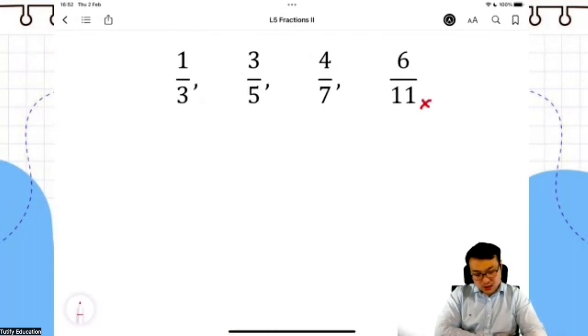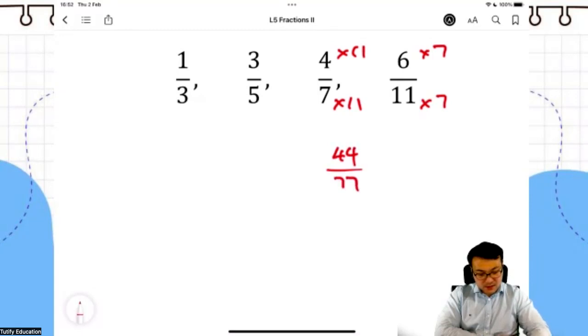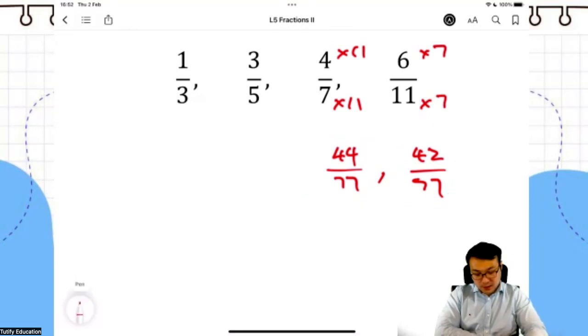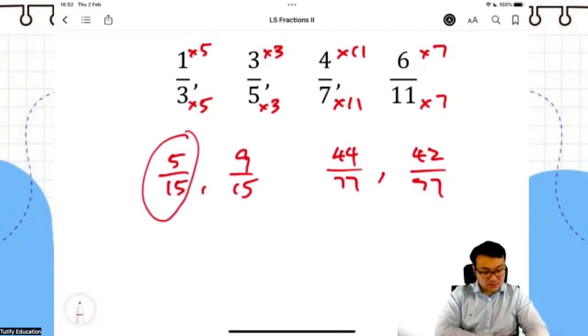Why not I change this, you know? Okay, let's change this, okay? 44 over 77. The other one becomes 6 times 7 is 42 over 77. Okay, good. So now I know that this is bigger than the other one. Yeah, sure. And what about the other two? Okay, let's just change this into 15, okay? Then I get 5 over 15 and I get 9 over 15. I know that the 9 over 15 is bigger than the 5 over 15.